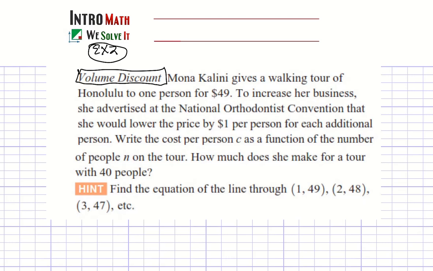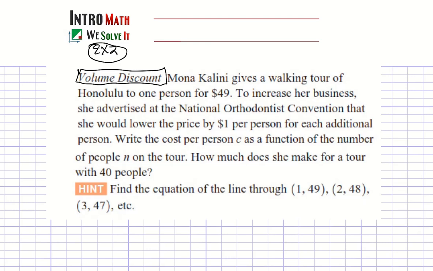To increase her business, she advertised at the National Orthodontist Convention that she will lower the price by $1 per person for each additional person. In other words, she will charge $48 if there are 2 people, right? I think that's what that's saying.